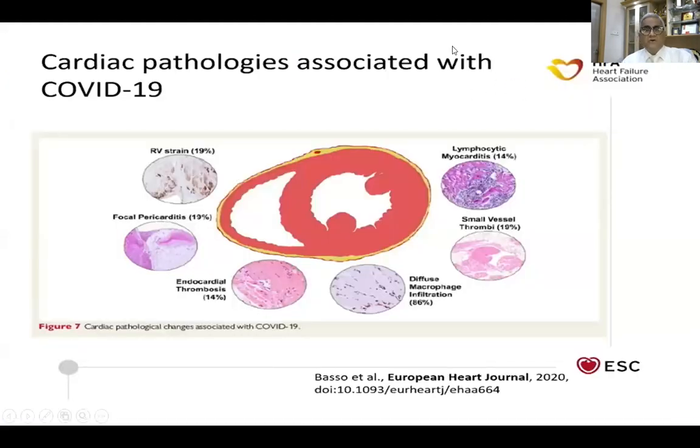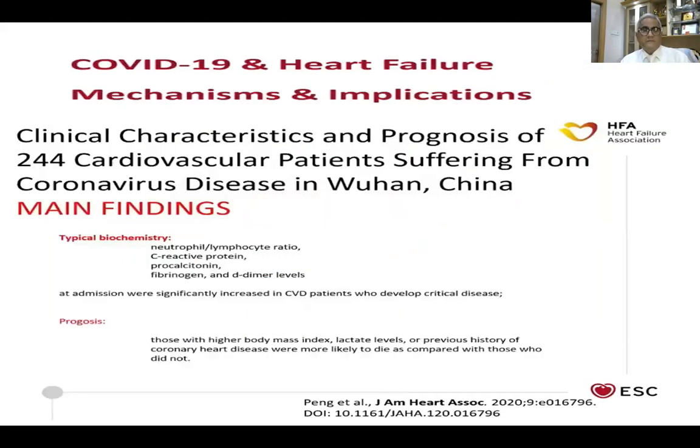Regarding the cardiac pathology associated with this, there could be focal pericarditis, endocardial thrombosis, diffuse macrophage infiltration, small vessel thrombi, lymphocytic myocarditis, or even the right ventricle may also get affected. There's one more paper, from Dr. Cristina Basso from Mass General Hospital, Boston. But later on, we also came across some other papers showing that there is cardiac myofibrillar defragmentation. So there is a fragmentation of the cardiac myofibril, causing further injury to heart muscle.